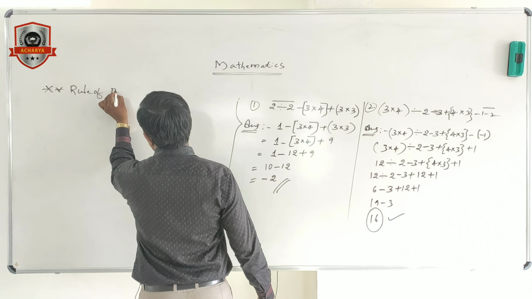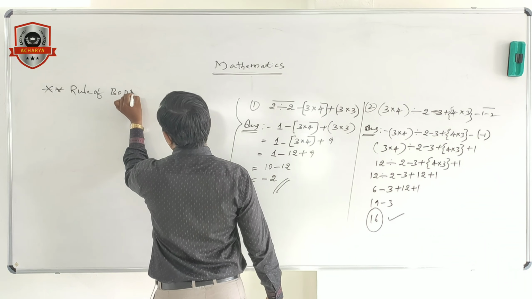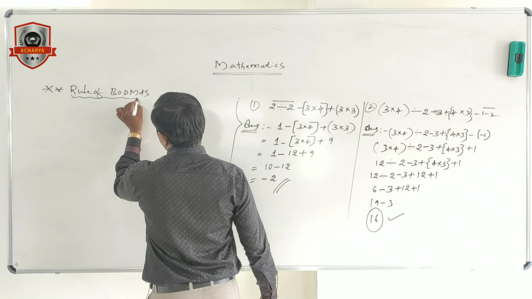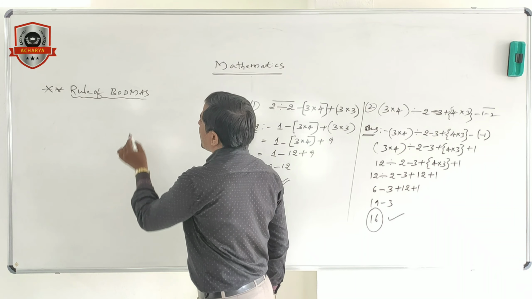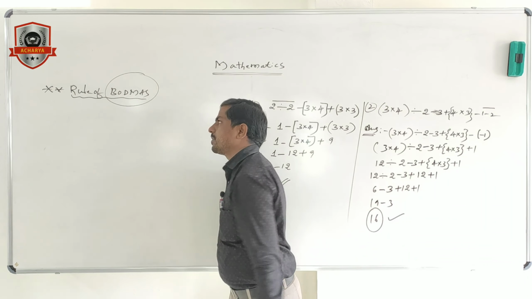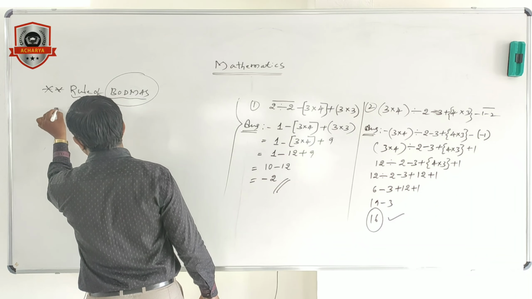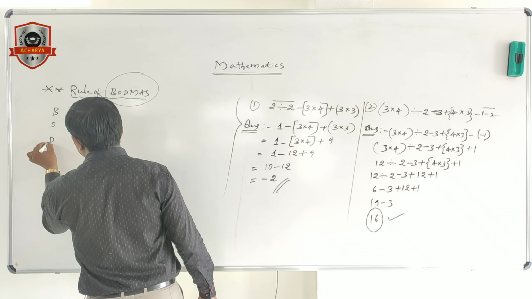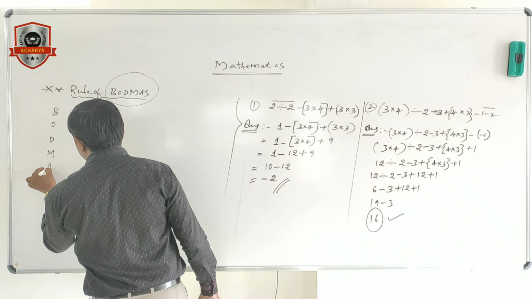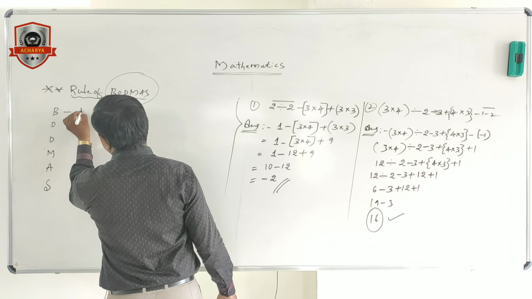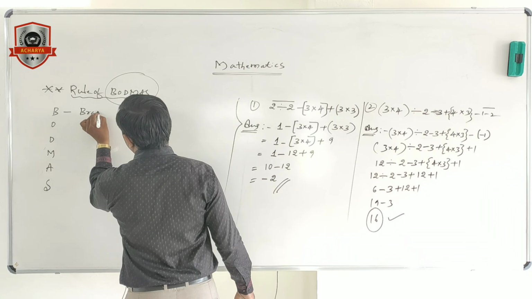A rule of BODMAS. What is meant by BODMAS? See, one by one: B, O, D, M, A, and lastly S. B means brackets.